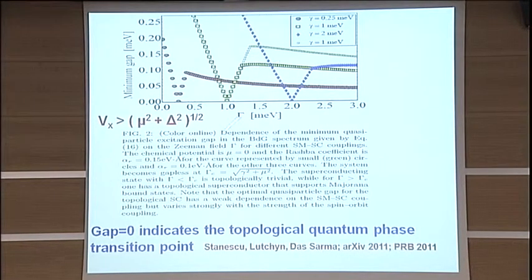And these are all for different values of parameters. Let's not worry about them. Let's just look at one of them, this red one, where the gap is 0.25. So at 0.25, chemical potential is 0.